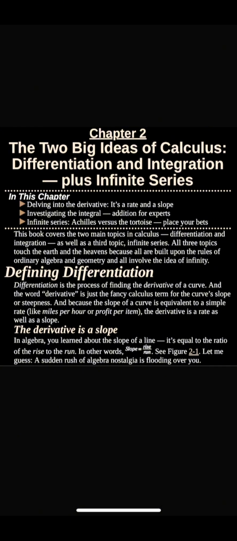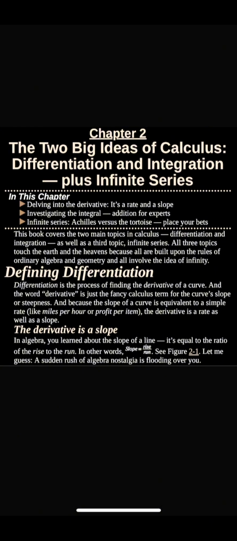All three topics touch the earth and the heavens because all are built upon the rules of ordinary algebra and geometry, and all involve the idea of infinity. Defining differentiation. Differentiation is the process of finding the derivative of a curve, and the word derivative is just the fancy calculus term for the curve's slope or steepness. Because the slope of a curve is equivalent to a simple rate, like miles per hour or profit per item, the derivative is a rate as well as a slope.